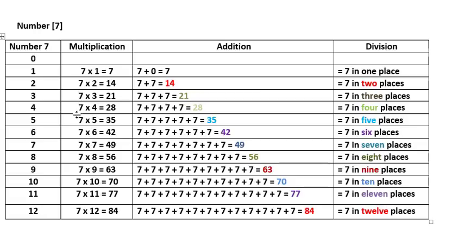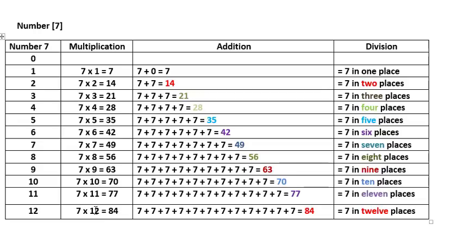So let's take, for example, 7 times 5 equals 35. What we are saying is that 7 in 5 places equals 35. And if we had 1, 2, 3, 4, 5, all these 7s together, it will give us 35. The same for 7 times 6 means 7 in 6 places. It will give us 42. 7 times 7 means 7 in 7 places. It will give us 49. And we can go down to number 12. That is 7 times 12. It will give us 84.